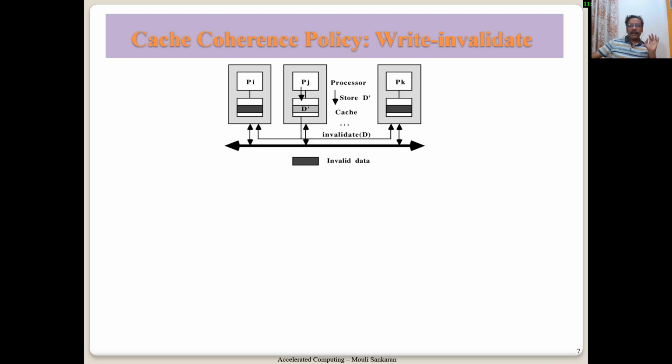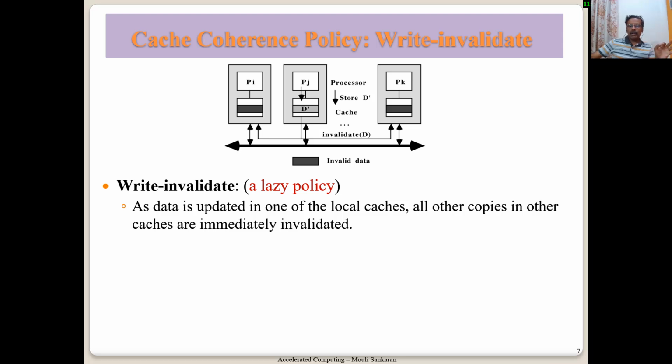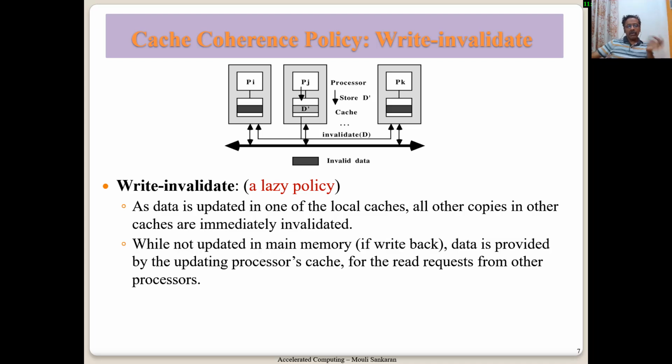Now, what is write invalidate? Whenever one processor is accessing it, there may be multiple copies available, but once one guy changes it, then you make all of them invalid. So it's called a lazy policy. Data is updated in one of the local caches, and all other copies in other caches are immediately invalidated. I'm talking about the same entry, the same block, available on other caches. While not updated in main memory, again, if it is a write back, main memory is still out of sync with the copy in the local caches. Data is provided by the updating processor's cache for the read request from other processors. So in this case, what happens is you are invalidating them.